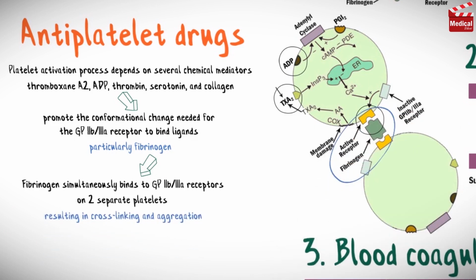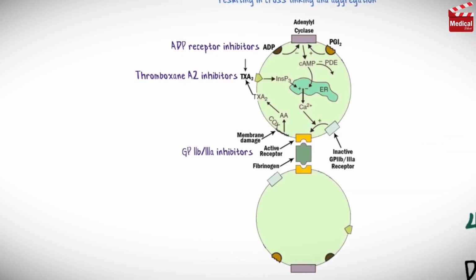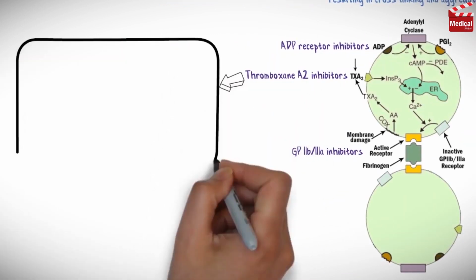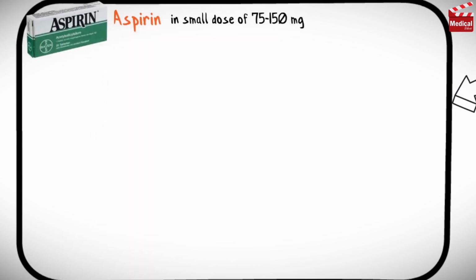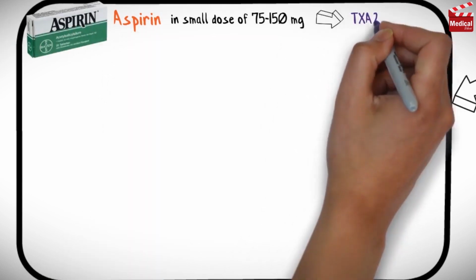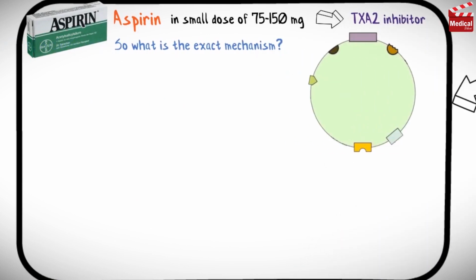So we can conclude that antiplatelet drugs can be classified into thromboxane A2 inhibitors, ADP receptor inhibitors, and glycoprotein 2b3a inhibitors. Let's start with thromboxane A2 inhibitors. The famous drug, aspirin, in a small dose of 75 to 150 mg works as a thromboxane A2 inhibitor. So what is the exact mechanism?